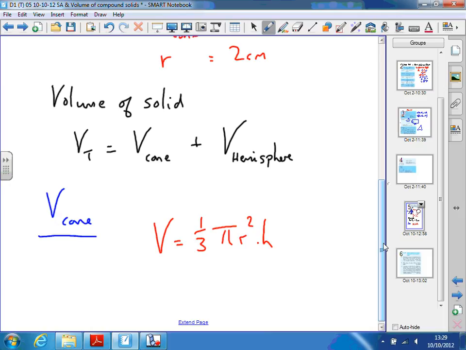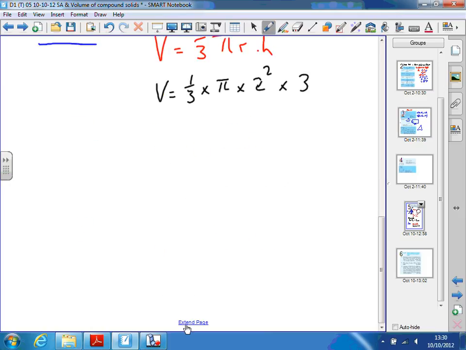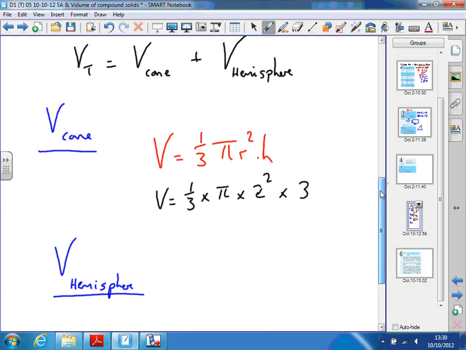So that's the formula for the volume of a cone. So then I could put the numbers in. Volume equals 1/3 times pi times the radius, which is 2, squared times the height, which was 3. And that would give me the volume of the cone. How do I find the volume of the hemisphere?